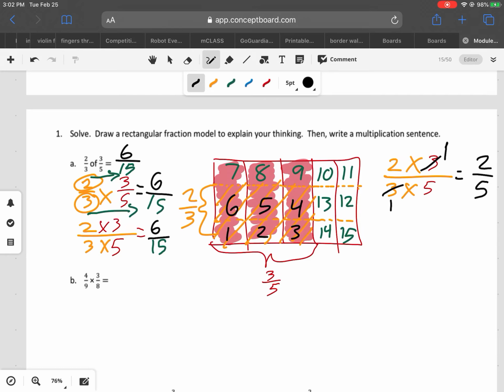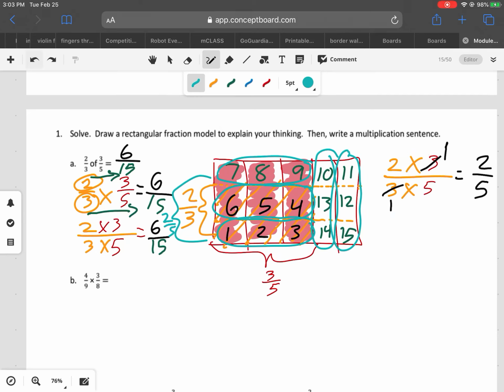Okay, so how would that show up on here? Well, I can show you. Let's use a different color. So I'm going to group these together in groups of 3. All of these are shaded in one time. The 1 through 6, they're shaded in 2 times. And then these are not shaded in at all. And so there is a total of 2 out of 5. Because there's 5 groups that I circled.